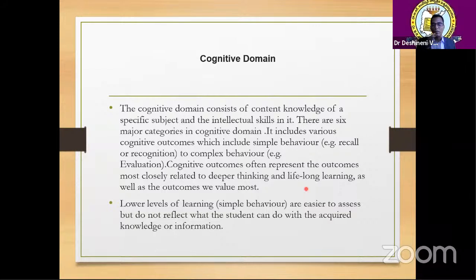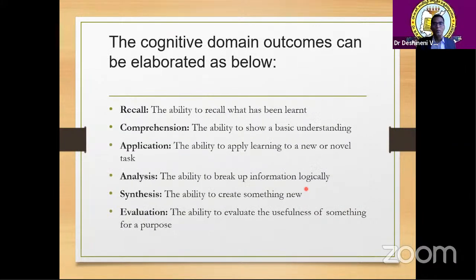That is the limitation of lower level learning or simple learning. When it comes to cognitive domain outcomes, they can be elaborated like this. One is recall. Recall is our ability to recall what has been learned. For example, when we learn the capital city of Telangana as Hyderabad, when the situation demands, then we can recall the capital city of Telangana as Hyderabad.